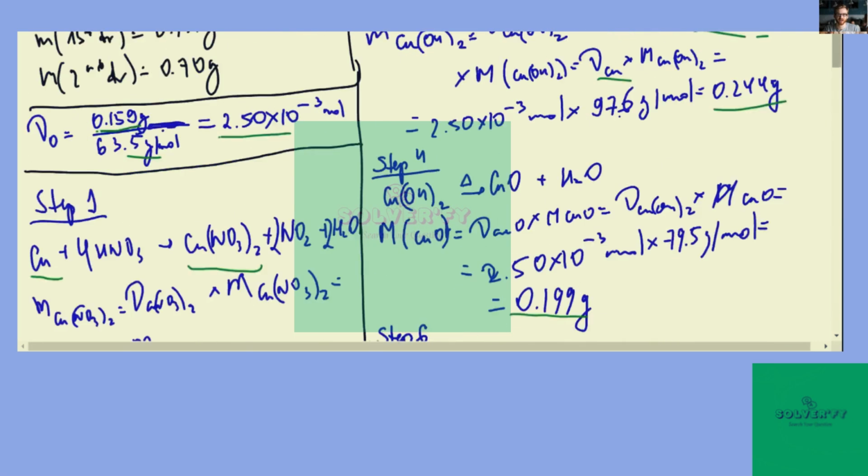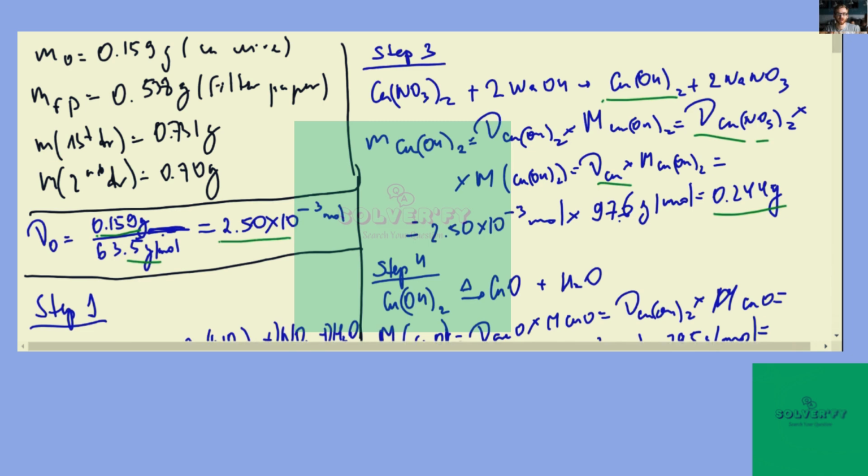Here I want to point your attention to the fact that you are likely missing one decimal place. For example, if the mass was 0.7, it's better to rewrite it as 0.700 grams to be consistent with the mass of filter paper and the initial mass of copper. So you need to double check your lab book.